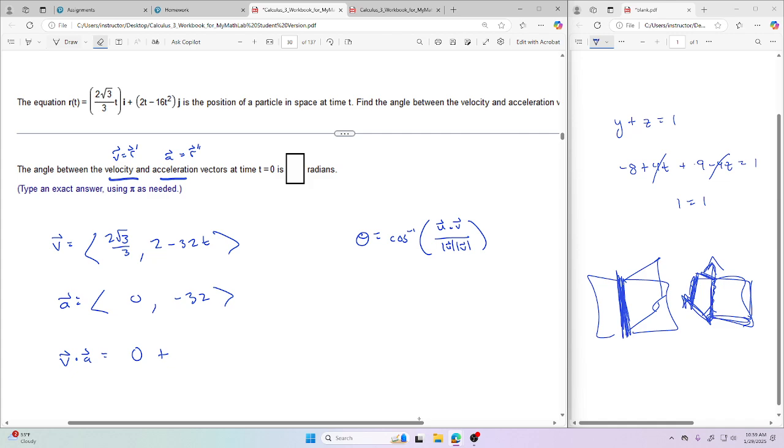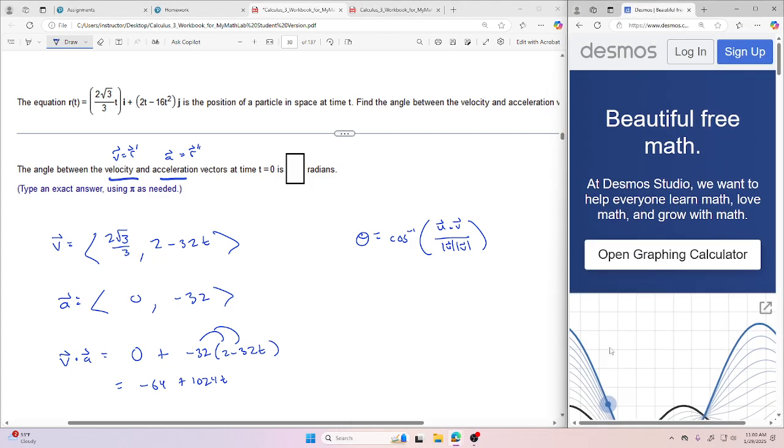Very good. Let me redo that. Negative 32 times 32t. Negative 64. Hold up, I got this one. 2, 4, 8, 16, 32, 64, 128, 256, 512, 1024. Is it 1024? 32 times 32? Back me up, guys. Where's my Desmos? Give me my Desmos.